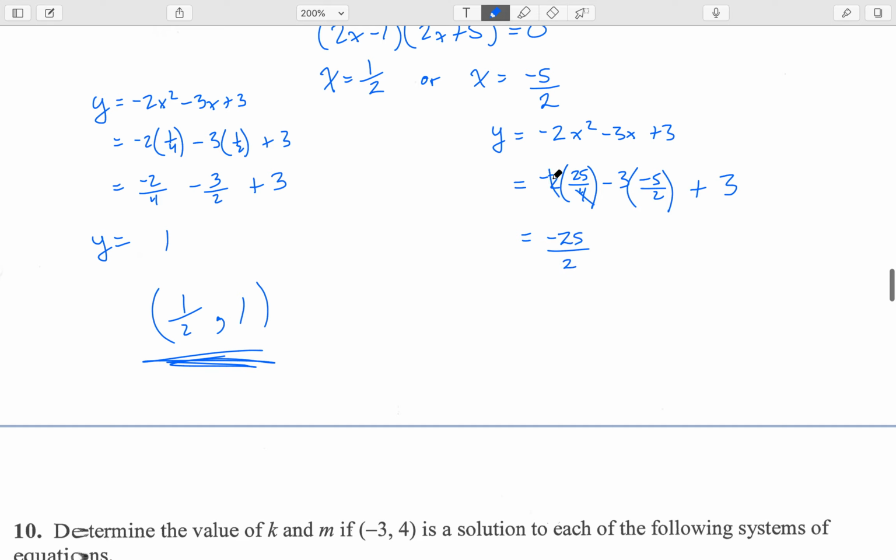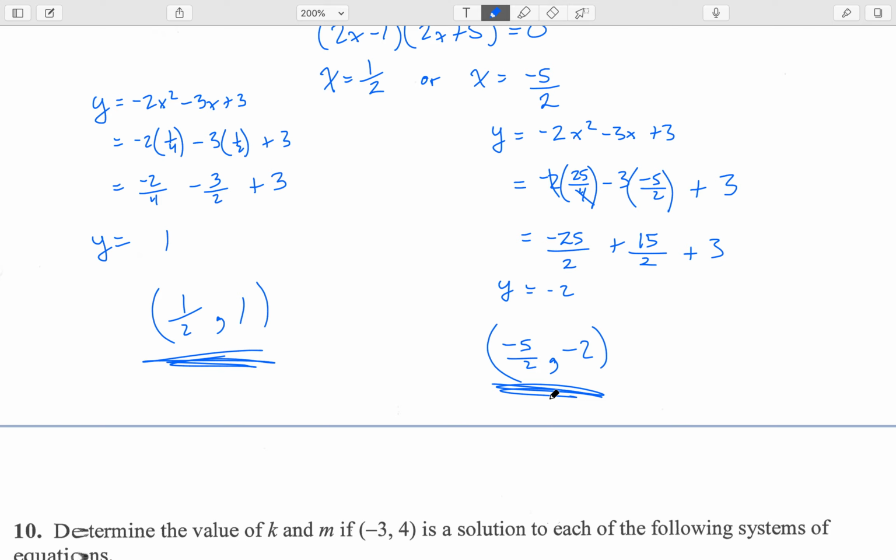Duh. I could have just canceled out the 2, right? Oh yeah, there we go. Minus minus is going to be plus 15 halves plus 3. So this becomes negative 10 halves, in other words, negative 5. Negative 5 plus 3, which is negative 2. So this whole thing should become negative 2. So here it is. When the x value is negative 2.5, or negative 5 on 2, the y value is negative 2. So there's my other point. So there are the 2 points of intersection.